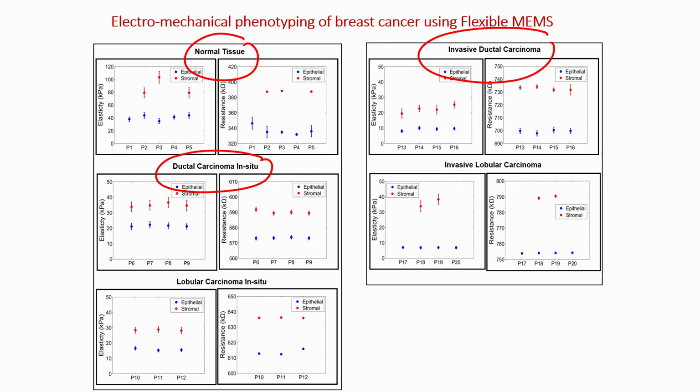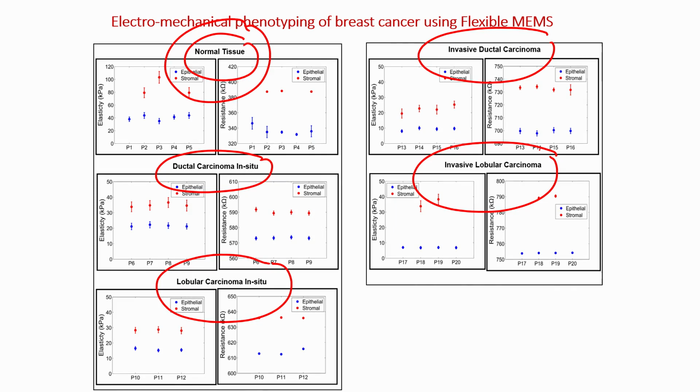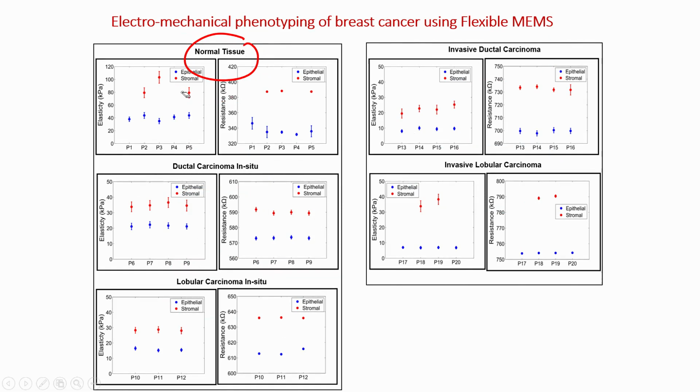These are the stages of cancer that can be identified. As we know, if the cancer occurs in lobes, it is a lobular cancer. So, from normal tissue to lobular carcinoma in situ to invasive lobular carcinoma. How the elasticity changes and how the resistance changes.